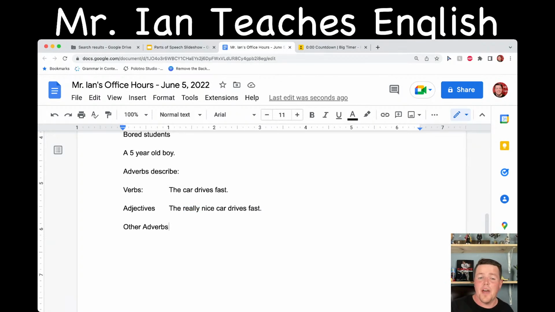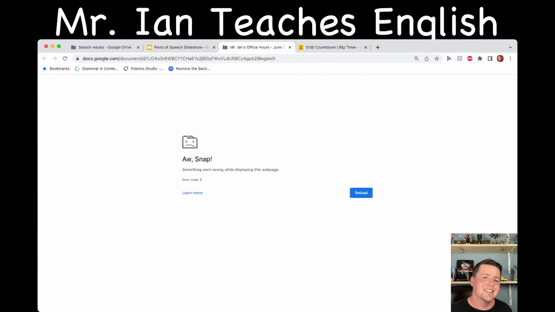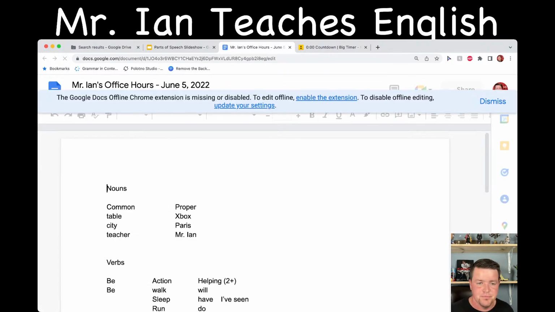And then finally, the one that I think is the most difficult is describing adverbs. So let's take our sentence from here. And the adverb was fast. We're just going to describe the word fast. How fast? Really fast.